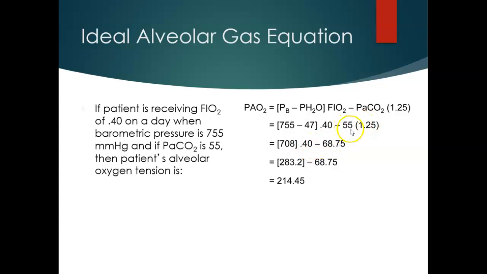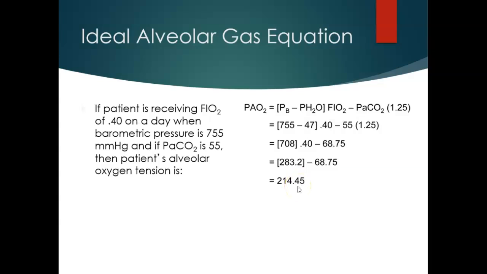And then you're going to subtract 55 times 1.25, which is 68.75. So this gives you 283.5 minus 68.75, or a partial pressure of 214.45. Okay.